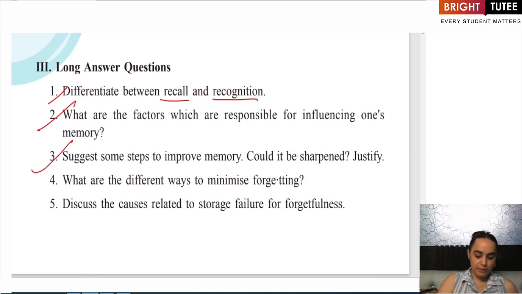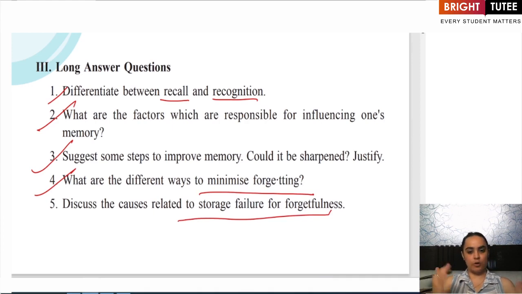How can we improve our memory? The different ways in which we can minimize forgetting again. How can we improve our memory? And the causes related to forgetfulness. So again, we have learned about the causes that lead to forgetfulness.